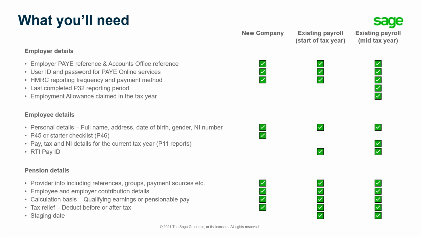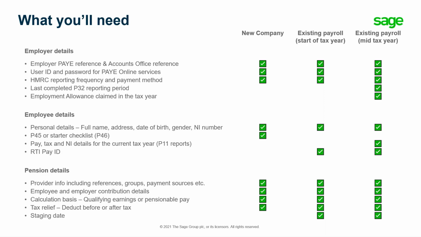From the employee side, you'll need your employee's personal details, including name, address, date of birth, gender, and national insurance number. And if you're a new company, you'll need a P45 or P46, now known as a starter checklist, which will be used to set up that new employment record. If you're moving over to Sage, you will need your pay, tax, and national insurance details for the current tax year for what you've paid your employees so far, which you can get on P11 reports. And you would also need your RTI Pay ID if available from your previous software.